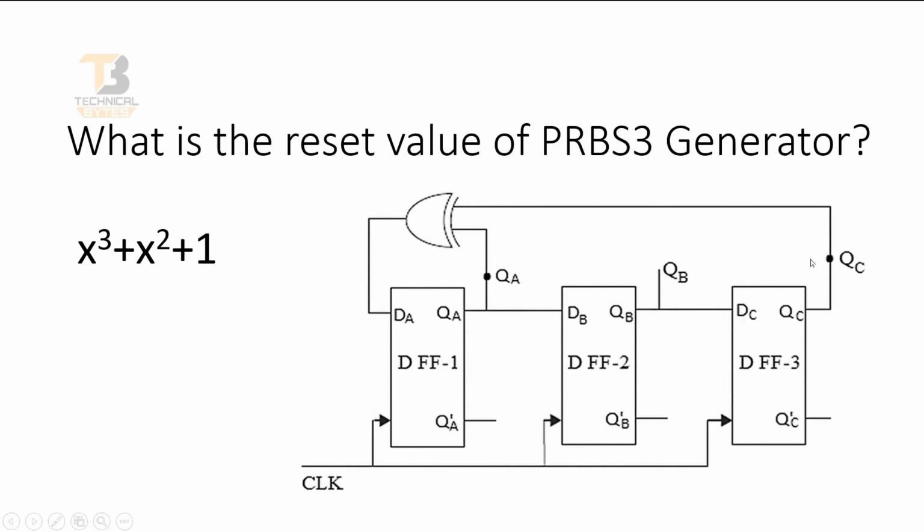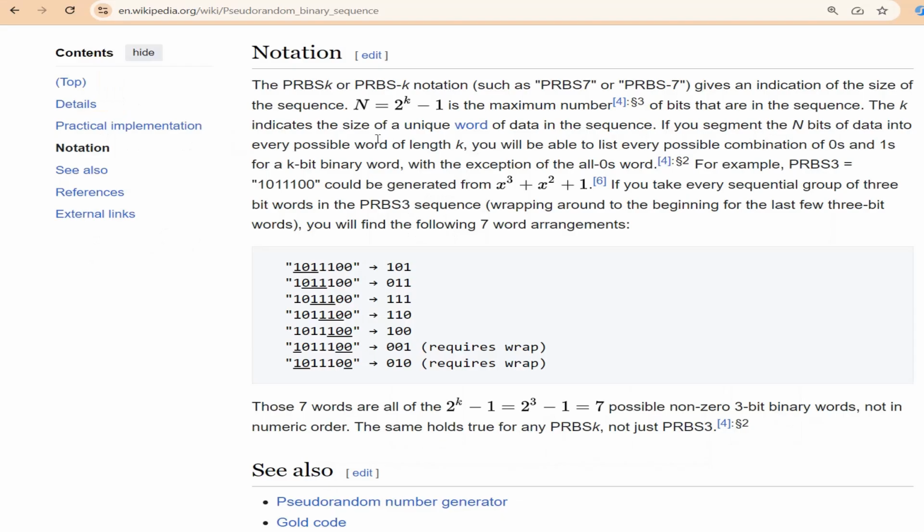Because this 0 applied to this XOR gate, the output of this XOR gate will be 0. Input of flip-flop 1 will be 0. Ultimately output of flip-flop will be 0. So flip-flop will be stuck at 0. So my question was, what should be the reset value of all the flip-flops in a PRBS 3 pattern generator so that it should work fine? Now let me reveal its solution.